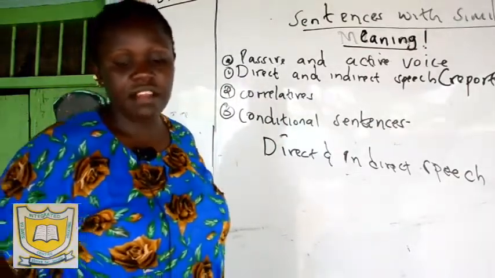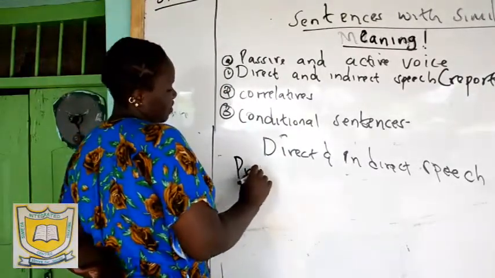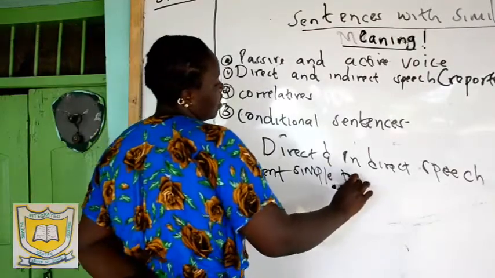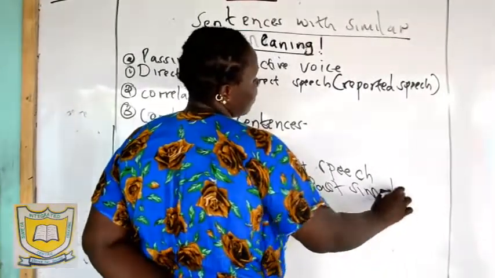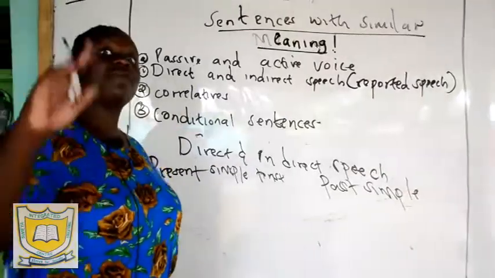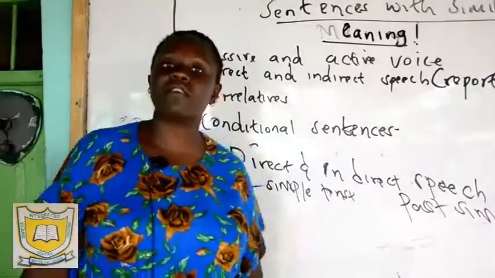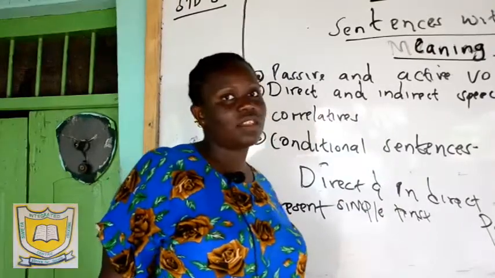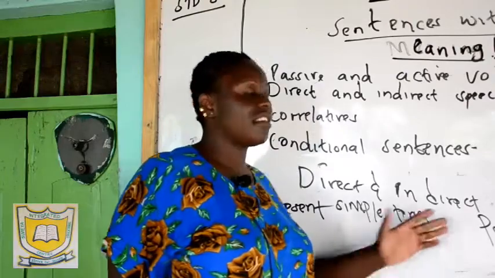Now, the present simple tense changes to the past simple tense. You realize that when you have to change a sentence from the direct speech to the indirect speech, it's very different from when you have to change a sentence from the active voice to the passive voice. Because in the active voice, when it is present tense, it remains present up to the end. But when you come to the direct and indirect speech, the present tense changes to the past tense.